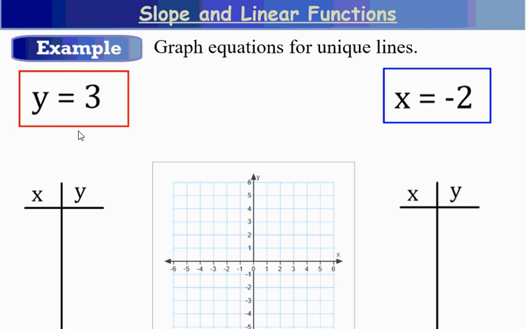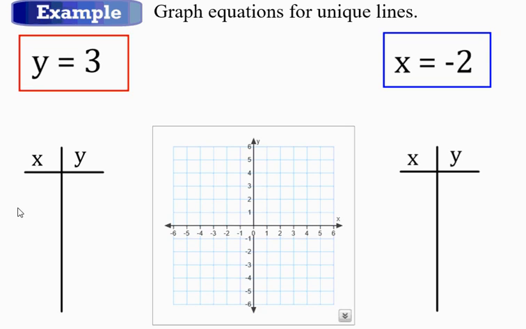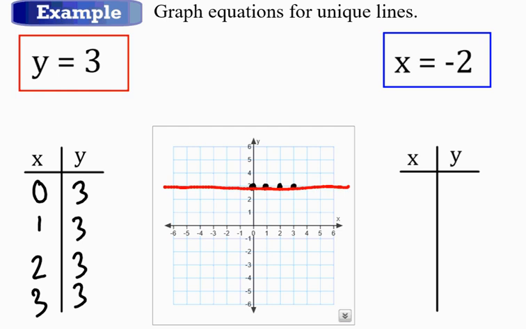Last thing I need to show you is how to graph unique equations for lines. If they give you y equals 3 or x equals 2, just make a table. This says y equals 3, so all my y values need to be 3. Just pick a few points. It doesn't say anything about x, so you can pick any x that you want, 0, 1, 2, 3. Then plot (0, 3), (1, 3), (2, 3), (3, 3). Y equals lines make horizontal lines.